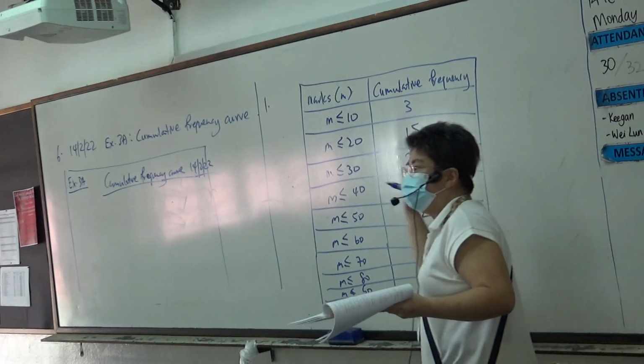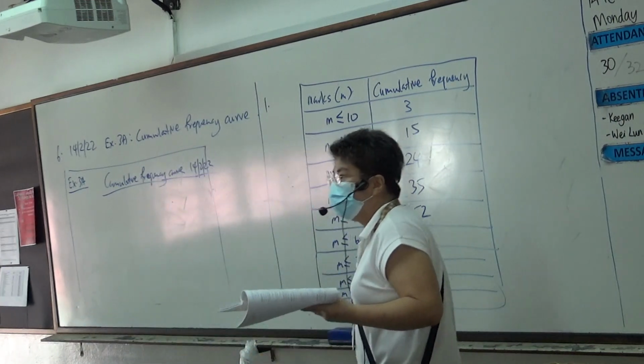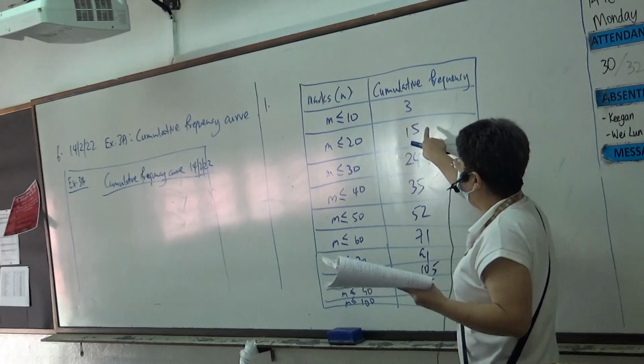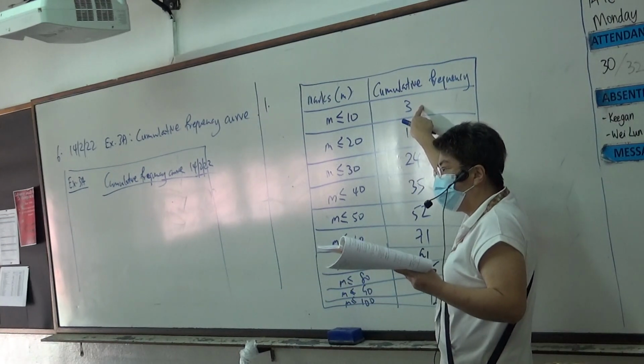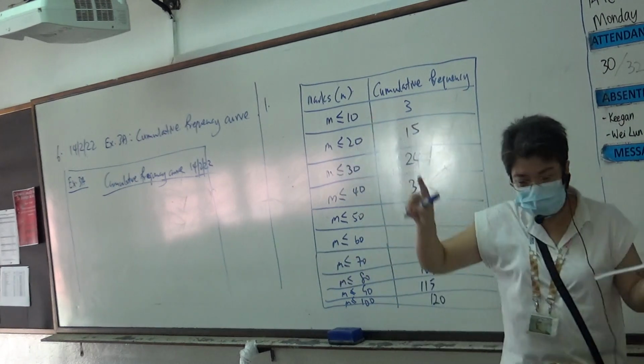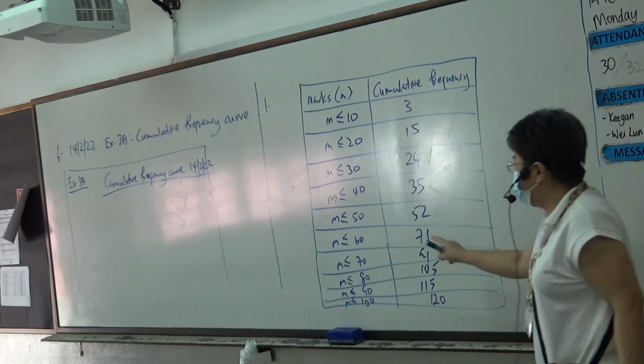Now, do you know how to get backwards? How do we get backwards, class? We minus off, right? Remember we minus off, okay? 15 minus 3 is what? 12, right? So, less than 20 must be 12. You look at the bit. Less than 20 and 10, that one is 12. Can you see?